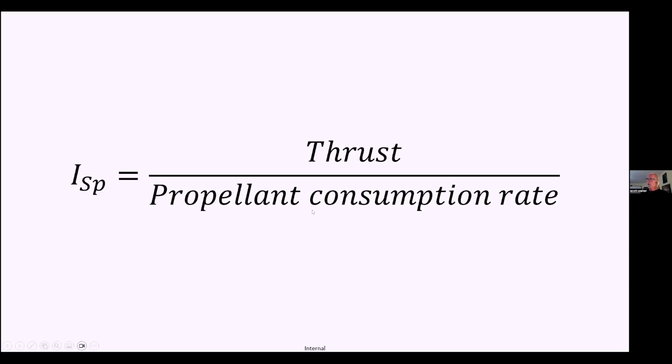Right. So this is basically how ISP is defined. It's the engine thrust divided by the propellant consumption rate. And propellant is fuel plus oxidizer put together. Okay. Whenever you see something that has a rate in it, that usually means it's something divided by time. So when we talk about how fast someone is walking, their walking speed, it might be like feet per second. If we're talking about the number of parts that a factory is producing, it might be parts per hour or something like that. So whenever there's a rate, there's something divided by time.